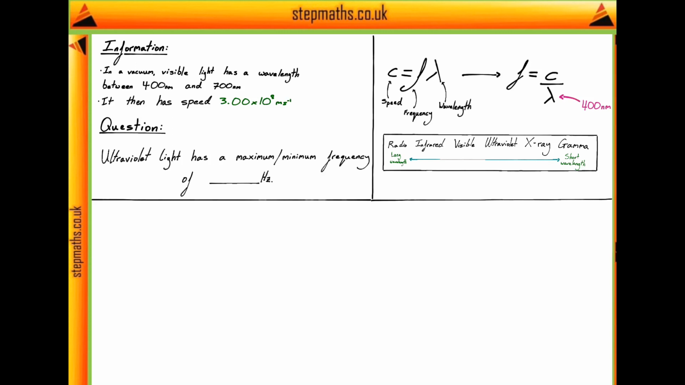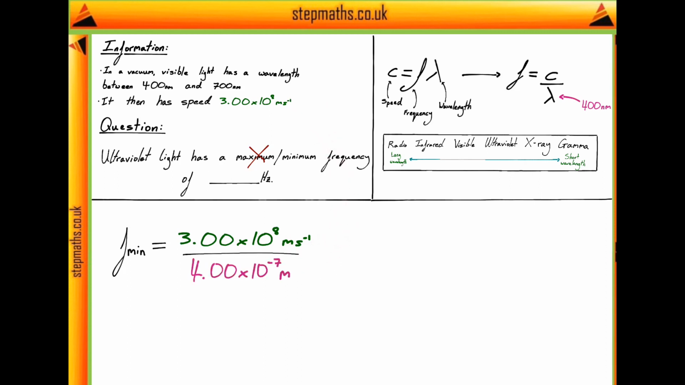So, now that we know that we're looking for the minimum frequency of ultraviolet light, we can try and calculate a value for this. From the equation that we wrote down previously, we know that the minimum frequency is going to be equal to the speed of ultraviolet radiation, that is, the speed of light in a vacuum, divided by its maximum wavelength, which I here have converted into standard form, so it's going to make it a bit easier to do the calculation.